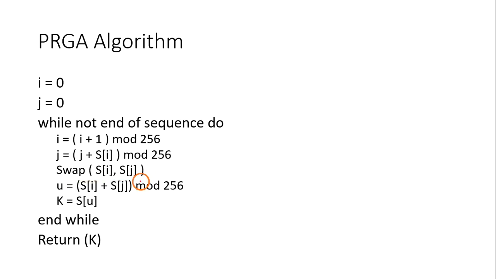Permutation is being done. Then once the swap is done, you are calculating another variable U, where the value of U is S of I plus S of J mod 256. So you are getting some value U. Now the value present at that U, S of U, is stored in K. So this is the key stream. The value in K is one of the keys in the key stream.